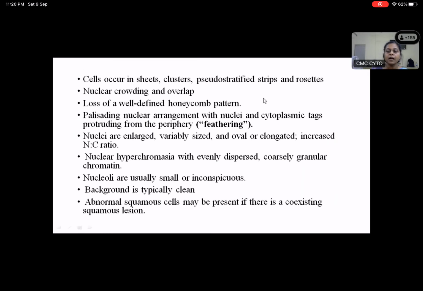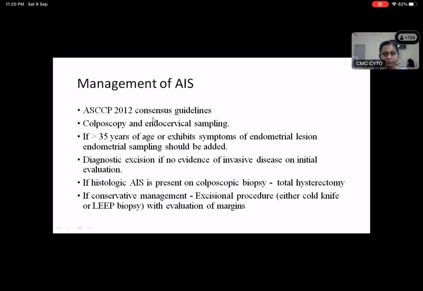So that is the appearance of the cells. There will be nuclear crowding and overlap, loss of a well-defined honeycomb pattern, and this is the palisading nuclear arrangement with nuclei and cytoplasmic tags protruding from the periphery, which is the feathering, a very important feature to note. And then there will be an increase in NC ratio. Nuclei can be oval or elongated. Nuclear hyperchromasia, ghostly granular chromatin, nucleoli are inconspicuous. Background is clean. You might see abnormal squamous cells if there is a coexisting squamous epithelial lesion.